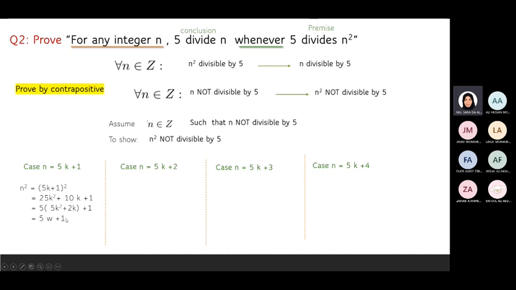Now 5w plus 1 means n square is also not divisible by 5. So it's proved for the first category. Do I stop? No. The statement said for all. The contrapositive says for all, meaning I have to prove it for every case. Whatever the type of n, whatever the remainder, I have to square it, then get n square.